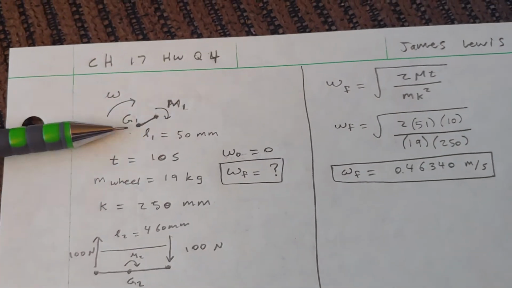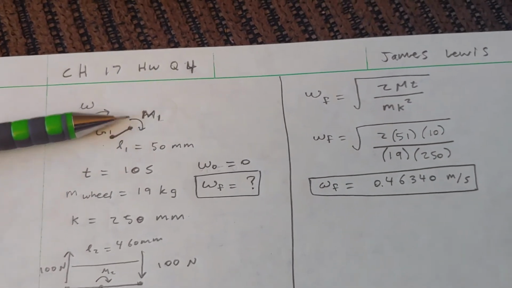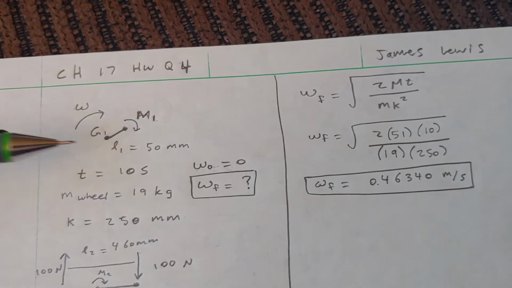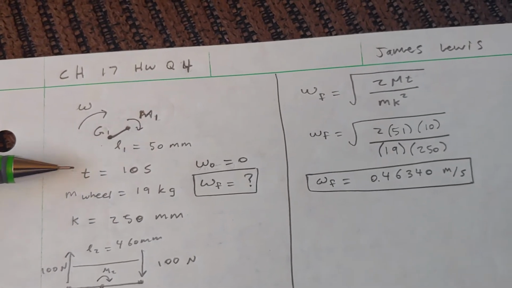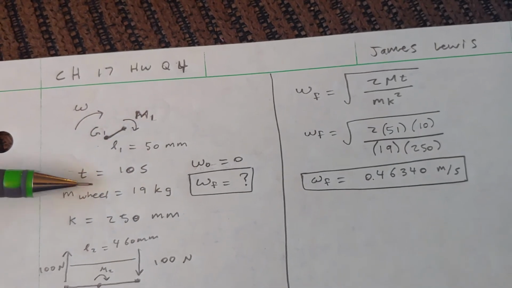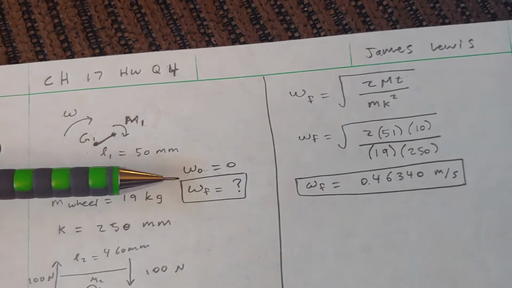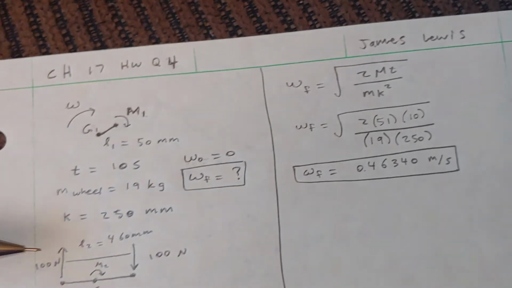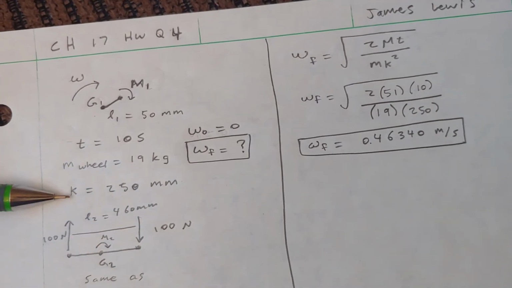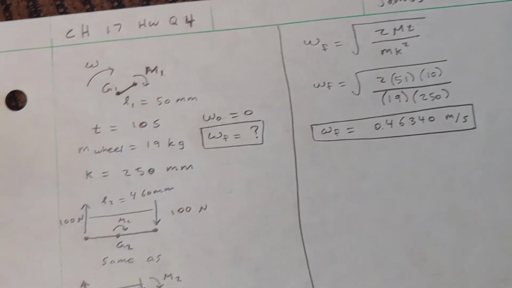We have a moment designated as 1 and a length of 1 equals 50 millimeters. The time that our impulse is happening is 10 seconds. The mass of our wheel is 19 kilograms. The initial angular velocity is 0. The final angular velocity is unknown. That's what we're trying to find. And our radius of gyration is 250 millimeters.